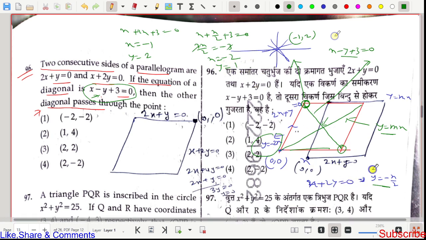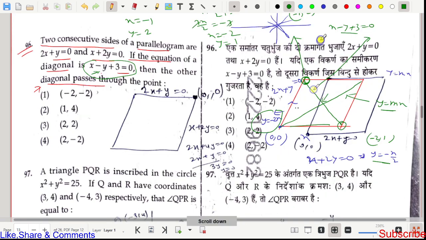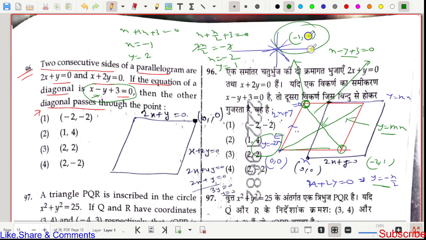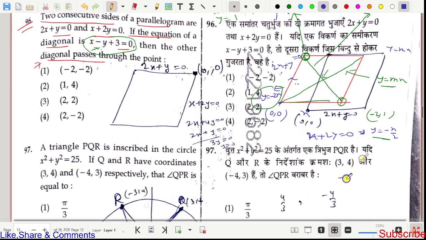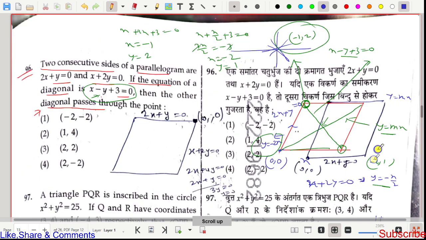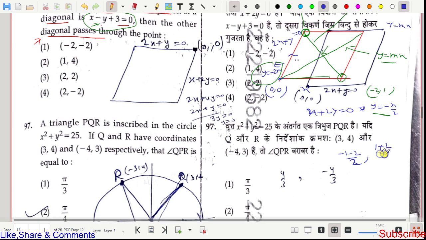So if you substitute minus 2 here, we get the 1. So it will be minus 2 comma 1. So we can find their midpoint, because we already found these two endpoints. So the midpoint will be minus 1 minus 2 by 2 and 1 plus 2 by 2. So it will be minus 3 by 2 and 3 by 2. So we got the midpoint.